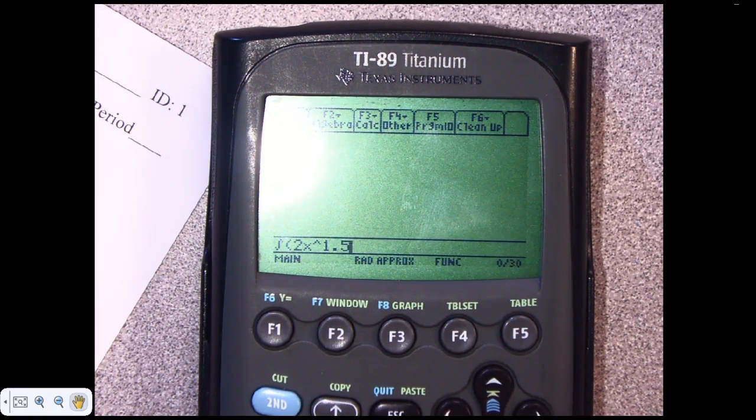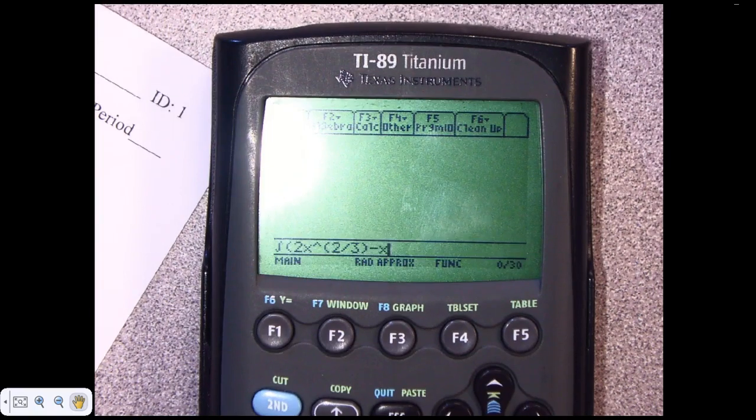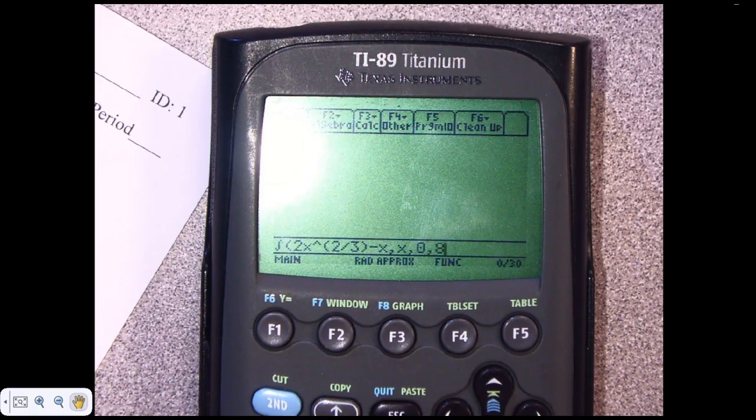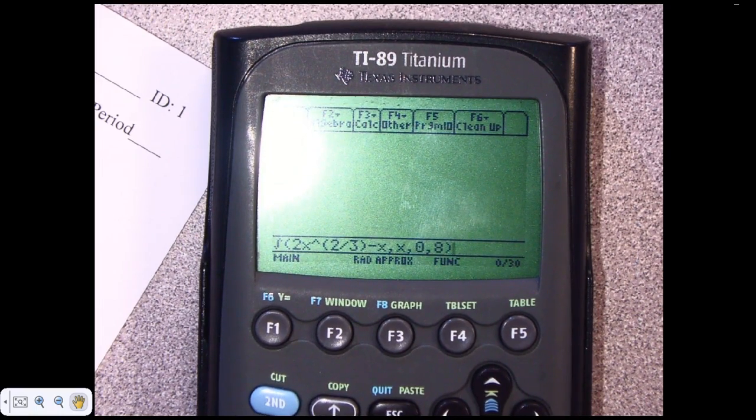Wait. Is it 2 halves or 3 halves or 2/3? Third root of x squared is x to the what? 2/3. I said it right the first time. So 2x to the 2/3 minus x. Comma, I already forgot. Does x go first on the numbers? That's what we did yesterday, right?